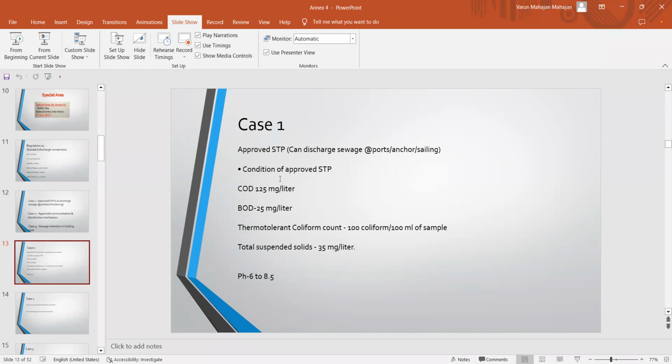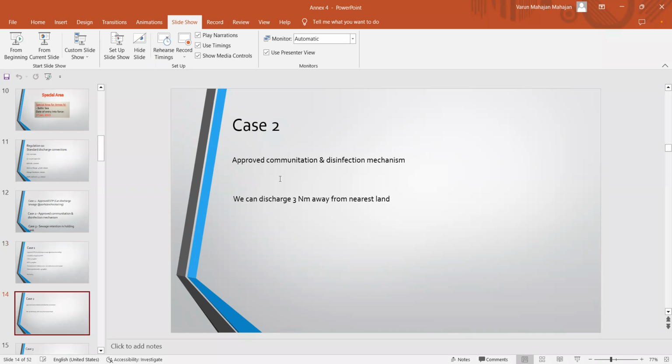The next is when you have comminution and disinfection. So we have already discussed the sewage, where we can discharge and where we cannot, right? If we have an approved sewage treatment plant, we can discharge everywhere, provided there is no local regulation. There is no other regulation for a sewage plant apart from this. But if you have the comminution and disinfection system, then you can discharge only when you are at a distance of more than 3 nautical miles from the nearest land.